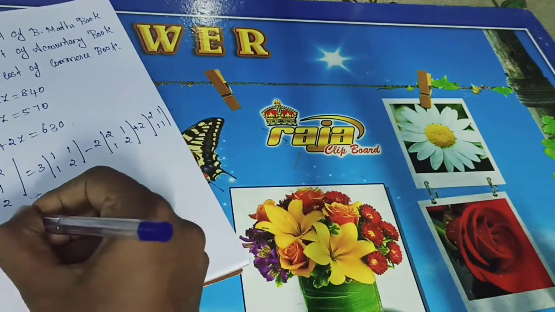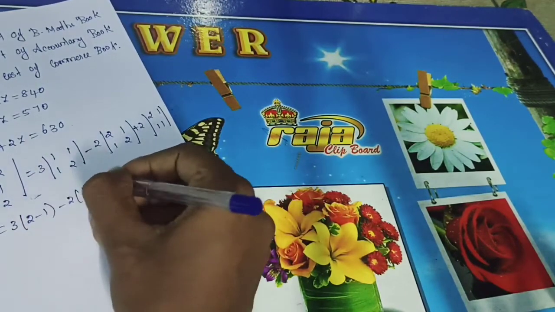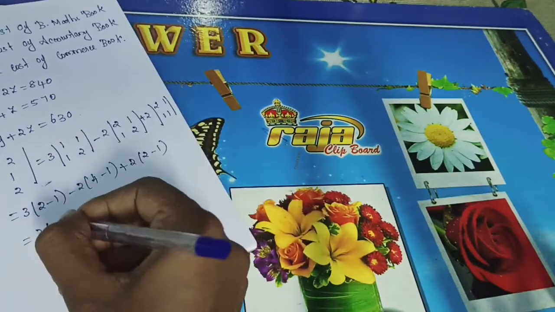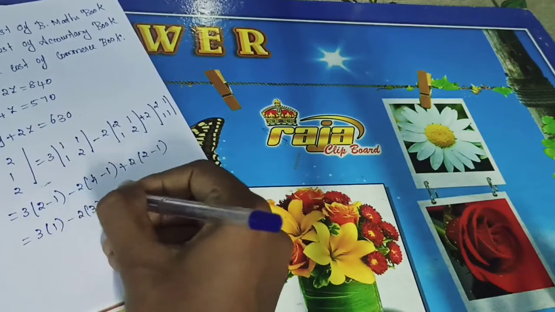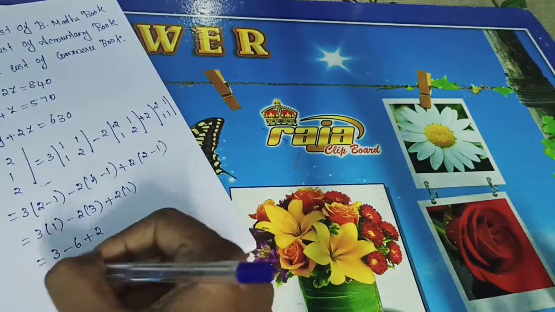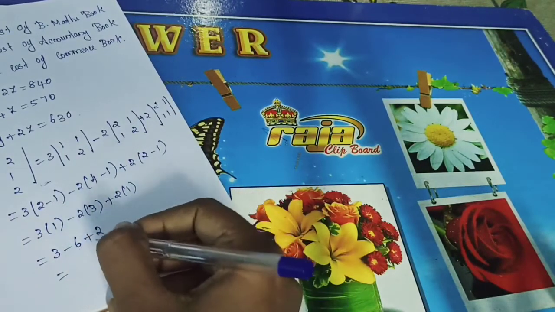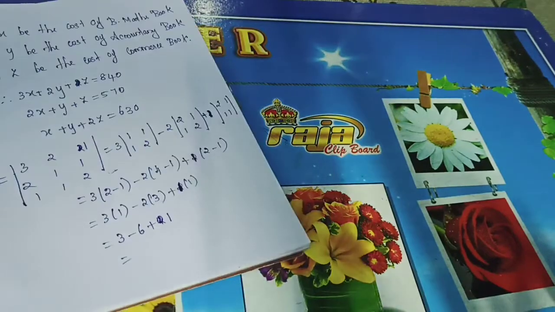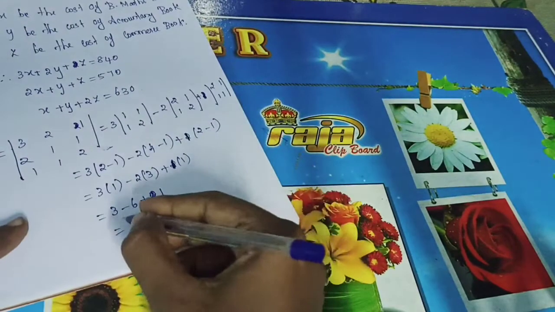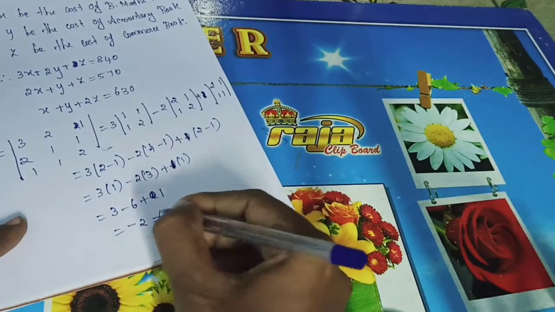That is equal to 3 into 2 minus 1, minus 2 into 4 minus 1, plus 2 into 2 minus 1. That is equal to 3 into 1 minus 2 into 3 plus 2 into 1. That is equal to 3 minus 6 plus 2. So how much will you get? That is 3 plus... there's a small correction. Here it is 1, is it? Okay. So that is equal to 3 plus 1 means 4, 4 minus 6 means minus 2. That is not equal to 0.